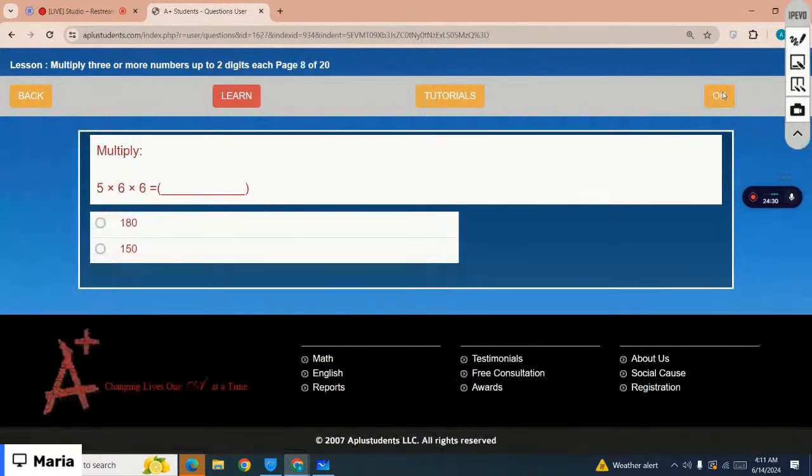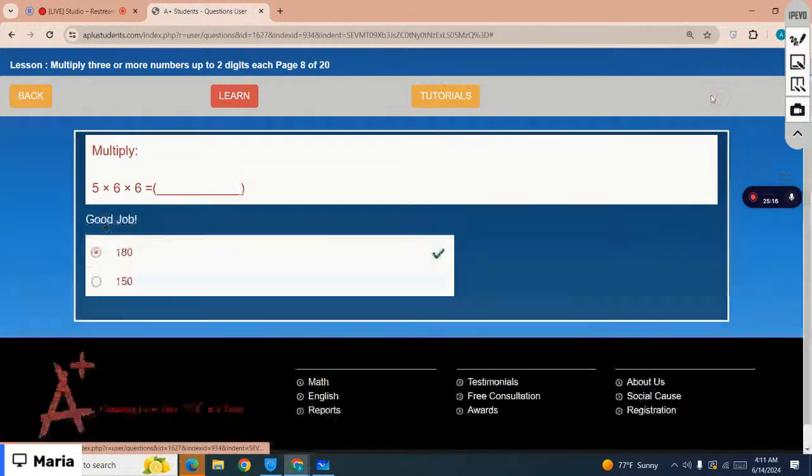Multiply 5 times 6 times 6, which is the correct option? 180 it is. 5 times 6 is 30 and 30 times 6 is 180. Very good. Option number 1 is the correct option.